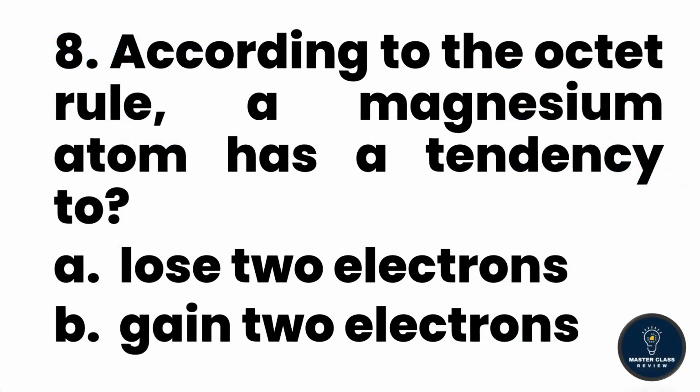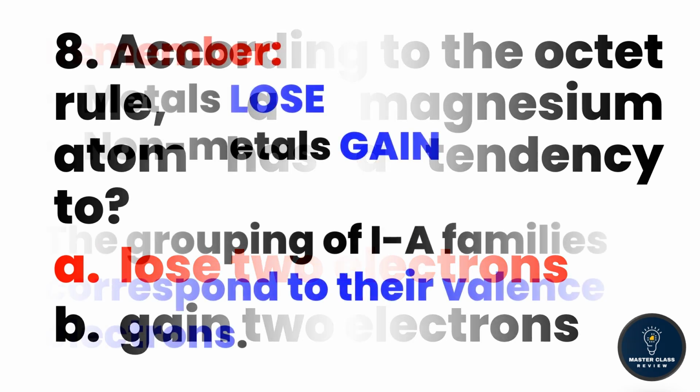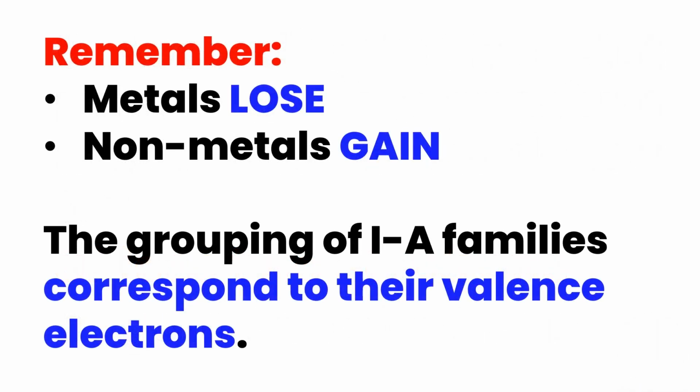According to the octet rule, a magnesium atom has a tendency to lose 2 electrons. Well, how did we know? Simple. Let us go back to the periodic table. We can see there the families, remember? An easy rule. Metals lose electrons. Non-metals gain electrons. The groupings of group 1A families correspond to the number of their outermost electrons, or valence.